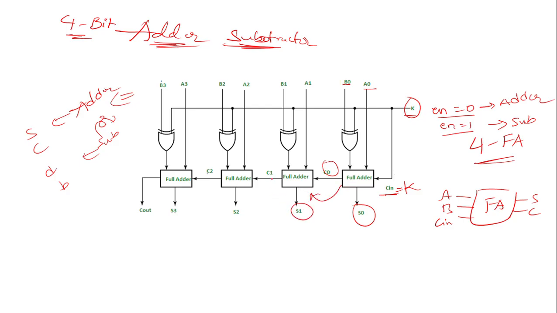Then again you get sum and carry, or difference if you are performing subtraction, and borrow. This borrow or carry is the input for the third full adder. The third full adder's borrow or carry is the input for the fourth full adder, and finally you get Cout, the final carry or borrow, and 4 bits of difference or sum. So it is our block diagram.